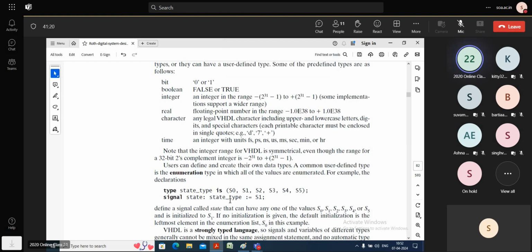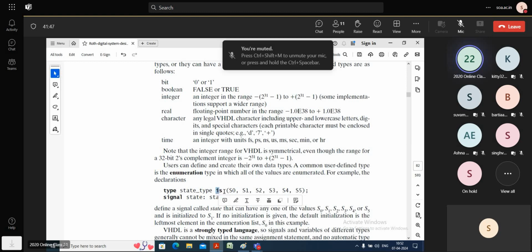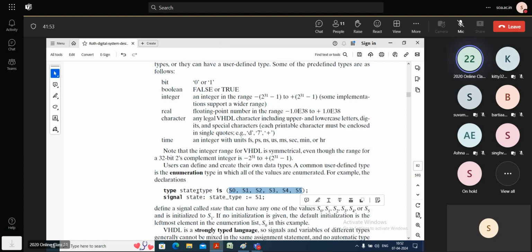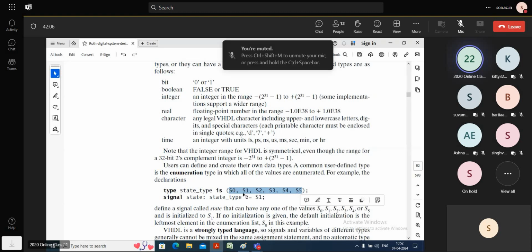For example, here you can see how we can create one user defined data type. You have to write the type keyword, then the user defined data type name. Here we have given state_type; whatever name you want, you can give. Then the keyword is. Writing this means this data type state_type can have one of these values: S0, S1, S2, S3, S4, S5.